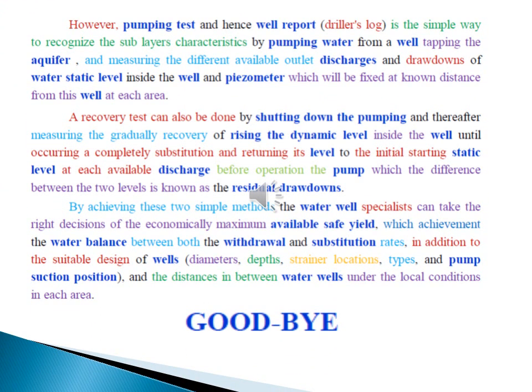However, a pumping test is a simple way to recognize the sublayer characteristics by pumping water from a well tapping the aquifer and measuring the different available water discharges and the drawdowns of the water static level inside the well and the piezometer, which will be fixed at a known distance from each well at this time.